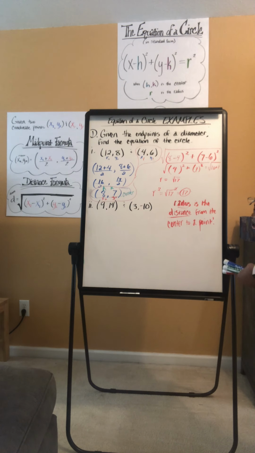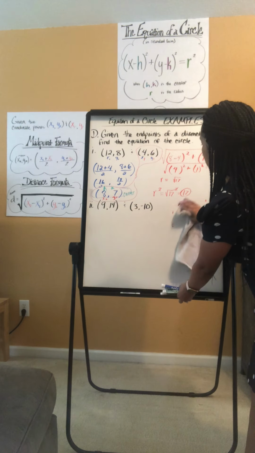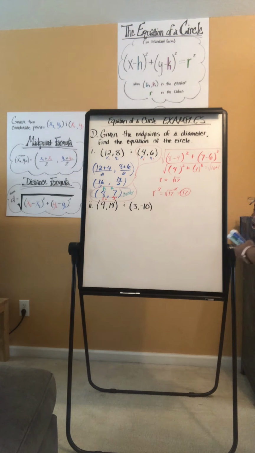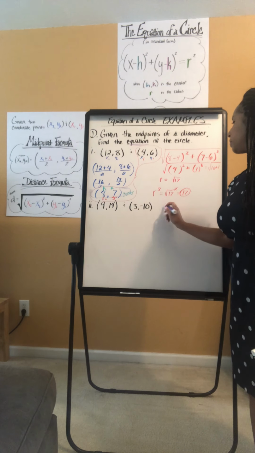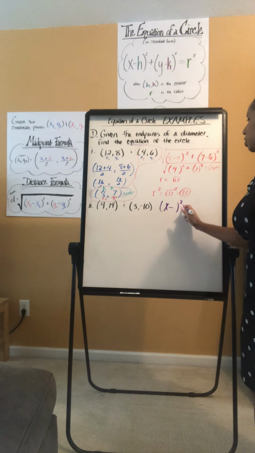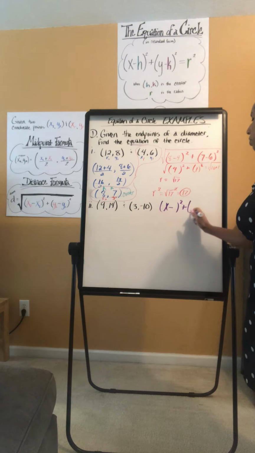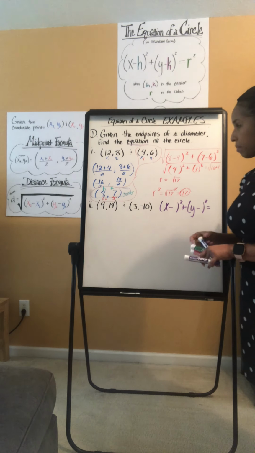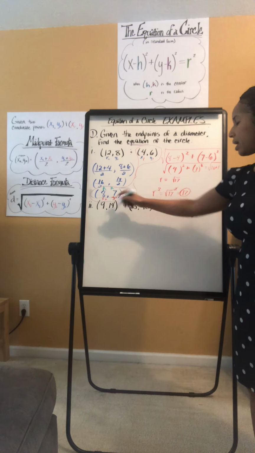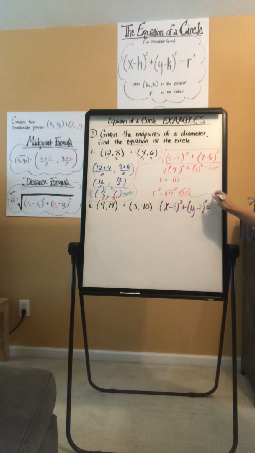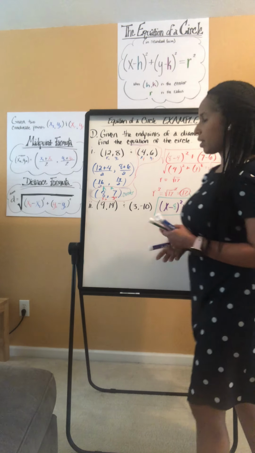Okay, let's finish this up. This means that my equation, which is what they asked for in the first place, I wanted to find the equation of the circle. X minus my h squared plus y minus my k squared, and it's going to equal my r squared. All right, my h was 8. My k was 7. And my r squared was 17. There's my equation.